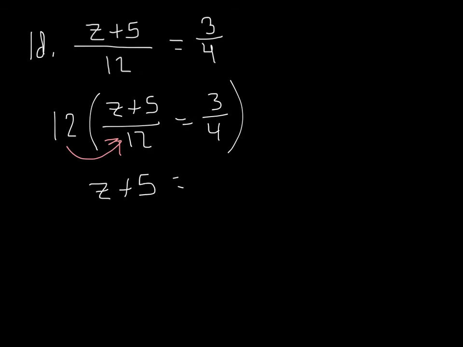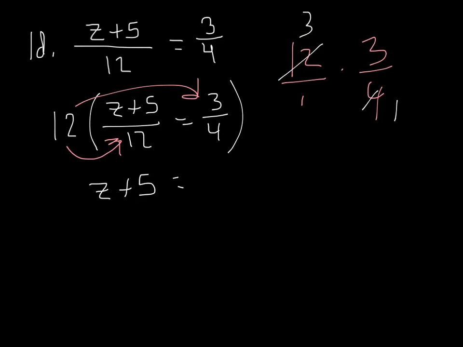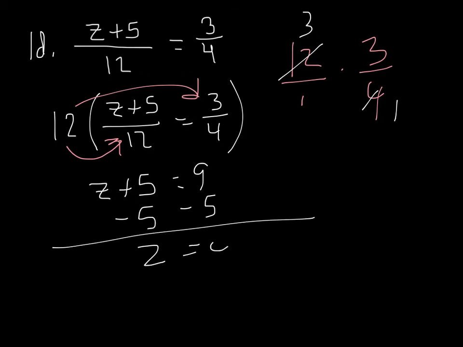And then just for the sake of example, when I do 12 times 3/4, again, the 12 and the 4 are going to cancel. So we're going to have 3 4s up here and 1 4 down here. And 3 times 3 is 9. So at this point, it's become quite easy. So subtract 5 from both sides and you're basically done. Z equals 4. All right, E and F coming.